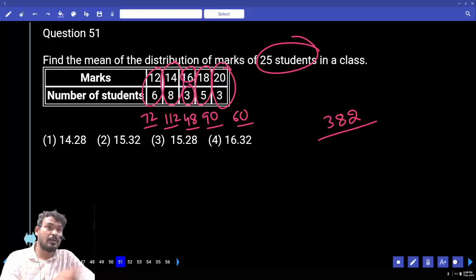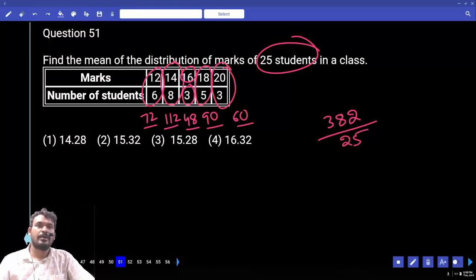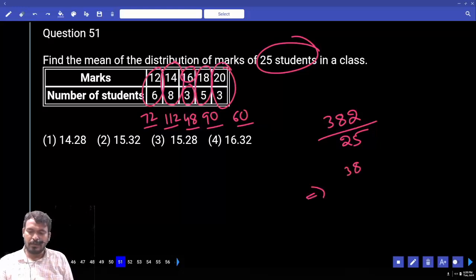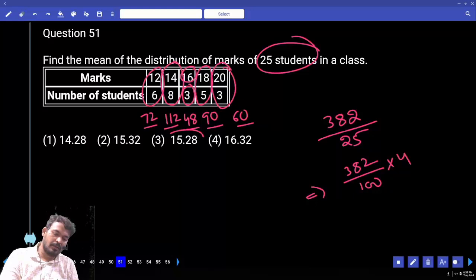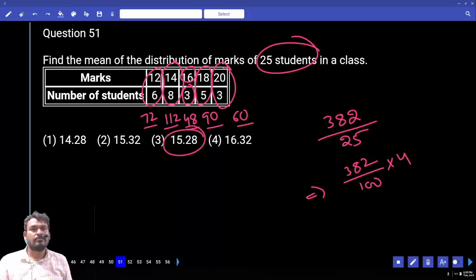All the 25 students. Divide by 25. 382 by 25 can be written as 382 by 100 by 4, which means the numerator is multiplied by 4 times. 4 into 382, ending with 8, that is 1528.